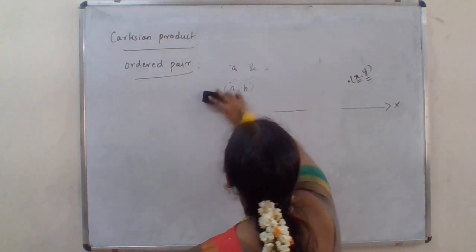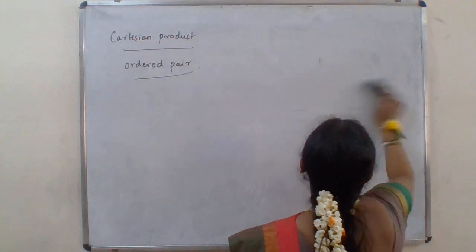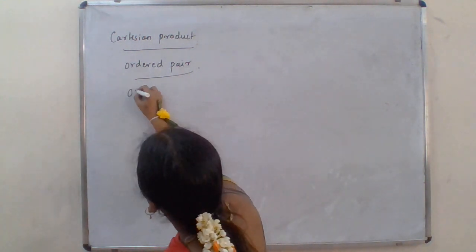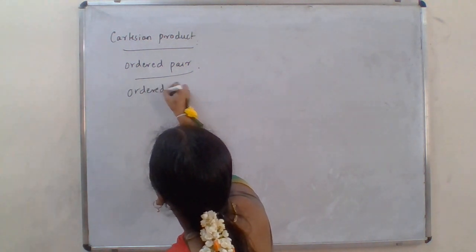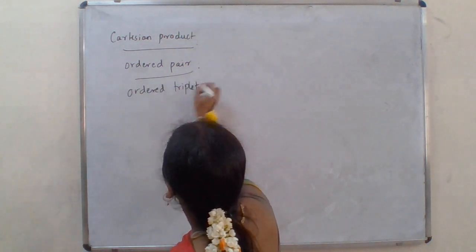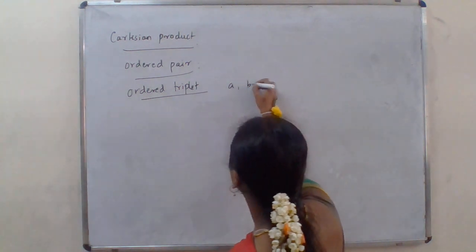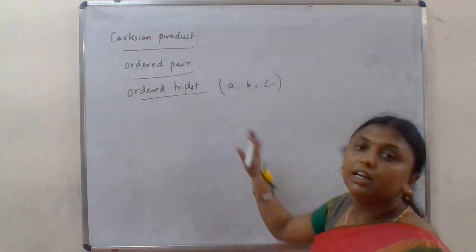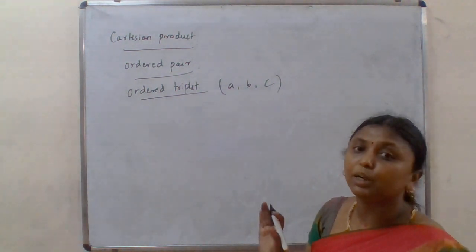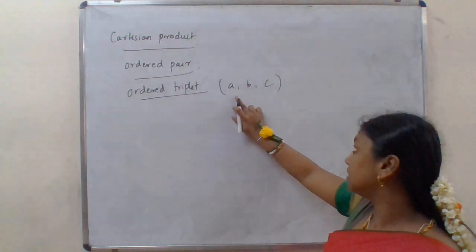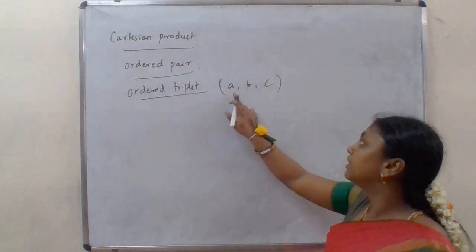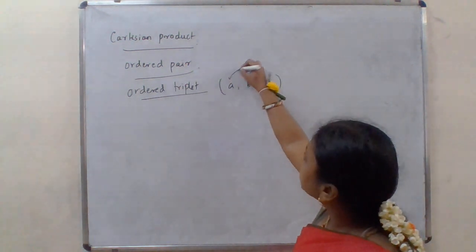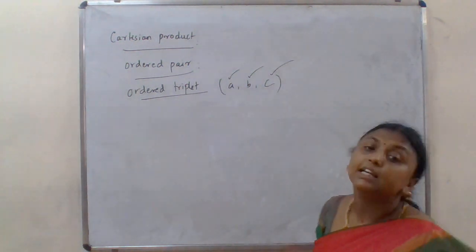Similarly, ordered triplet. Ordered triplet means three-dimensional. This is two-dimensional, so three-dimensional is the ordered triplet. Ordered triplet means any three elements a, b, c written in an order in simple brackets, in this form, that is called your ordered triplet. a is the first element, b is the second element and c is the third element.